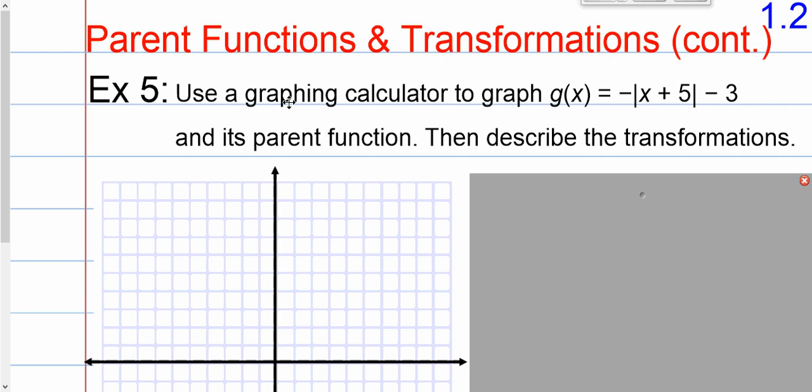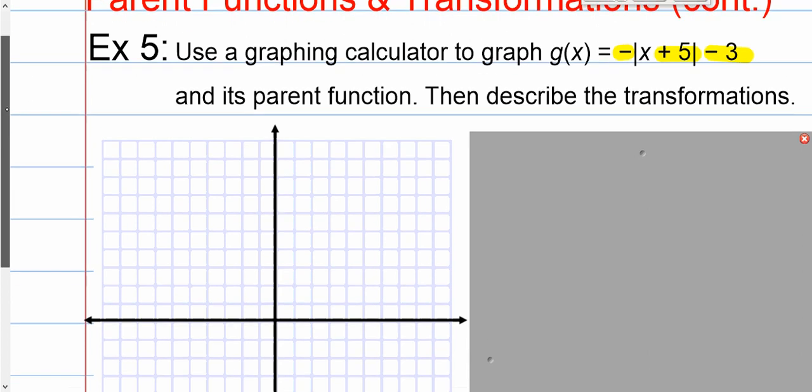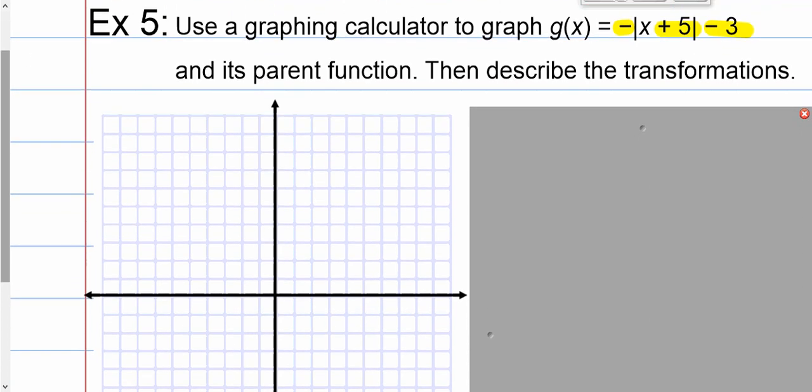Use a graphing calculator to graph g of x equals negative absolute value of x plus 5, and then the minus 3 on the end, and its parent function, then describe the transformations. So this has a whole lot more going on than we were looking at with examples 1 through 4, which is yet another reason I wanted to split it up for you. But first, let's start with graphing our parent function.